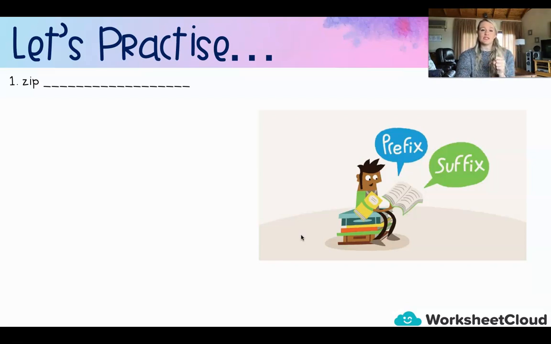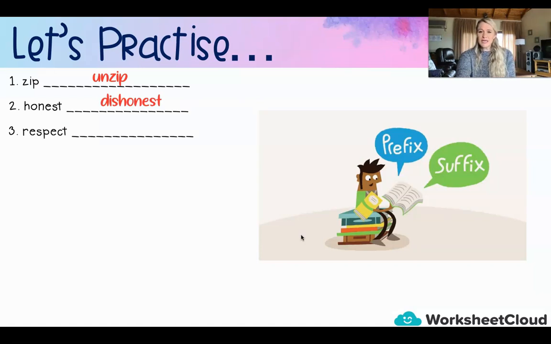I encourage you to do that. So if I have the word zip, is it going to be unzip, non-zip, or dis-zip? What is the correct prefix for the word zip? It is unzip. Number 2 is the word honest: dishonest, non-honest, or unhonest. It is dishonest. Good. Number 3, respect. What is going to be the prefix to add to respect?